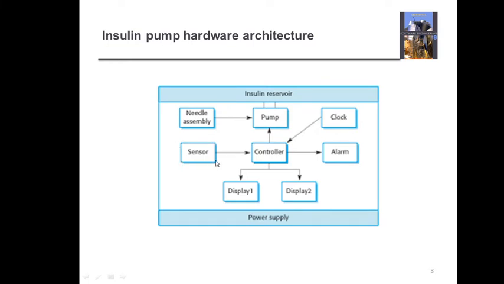There is a sensor. The sensor keeps on continuously monitoring the blood sugar level. As it senses the blood fluctuation, it sends the signal to this controller. Now, there are display 1 and display 2, that means two displays. The sensor reading is displayed in both the devices.